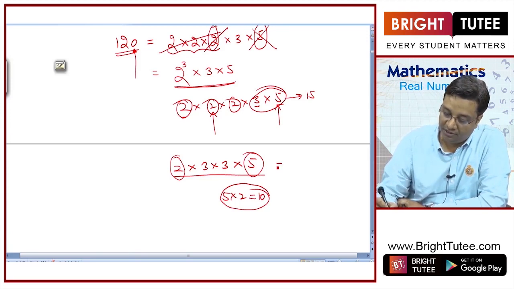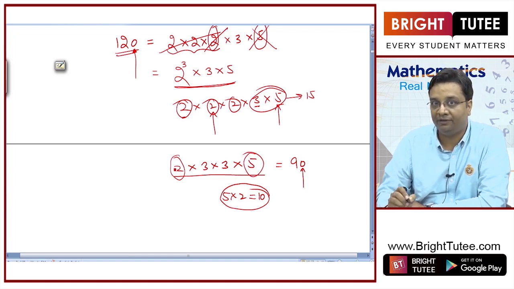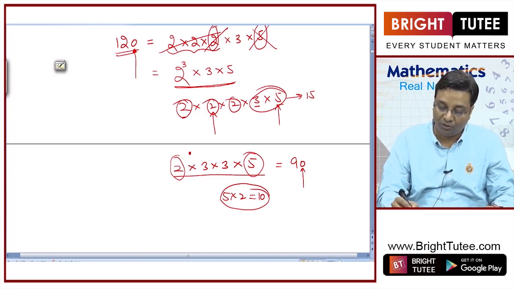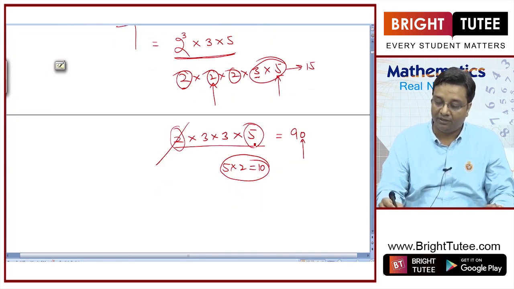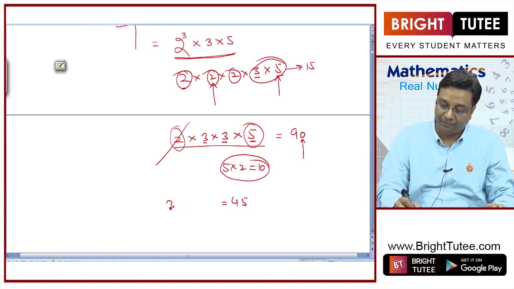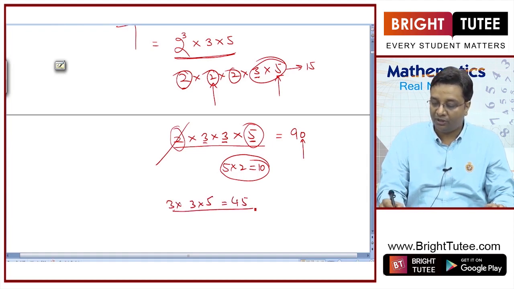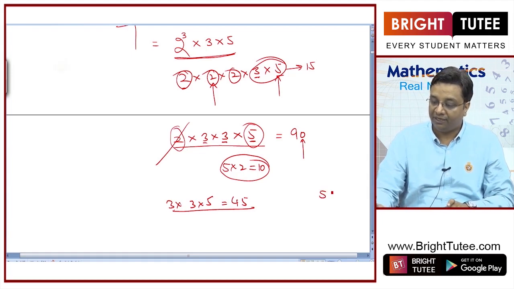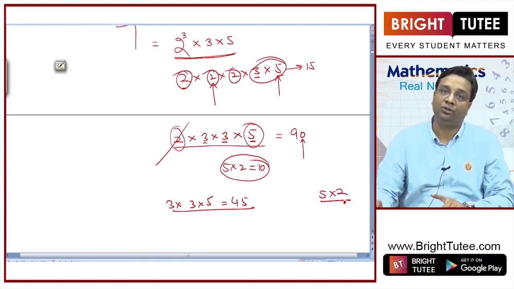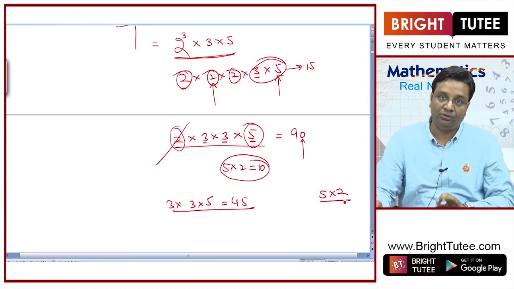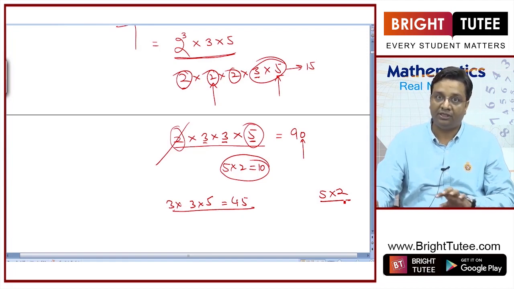So what will be this number? 2 into 9 is 18 into 5, 90, right? So there is 1 0, and this 0 is because of this pair of factors 2 and 5, right? If I remove this 2 from here, what will be the number? 5 into 3, 15 into 3, 45. 0 cannot be produced without a factor pair of 5 into 2. This is what I am trying to say here. I hope this concept is clear.